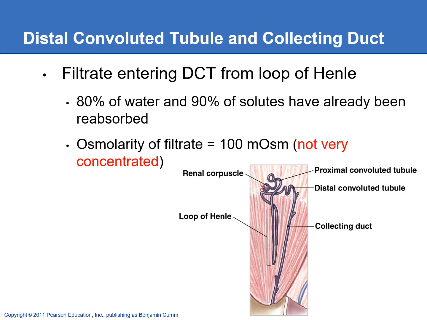The osmolarity of the filtrate that's coming into the distal convoluted tubule is at 100 milliosmolar, so it's not very concentrated. So it is a smaller volume than before we went through the loop of Henle, but it's much less concentrated. So if you were to urinate that out, it would be very clear and really no yellow color to it.